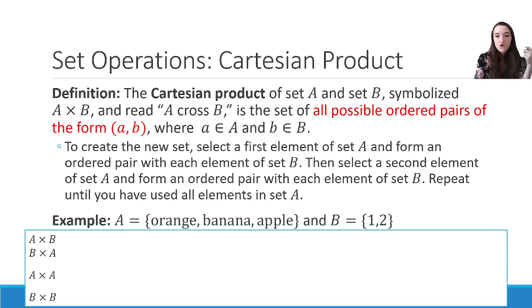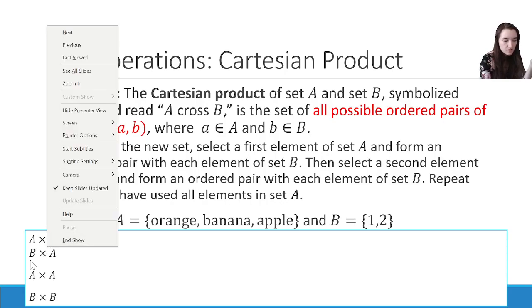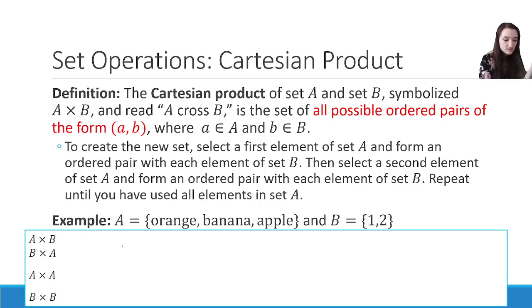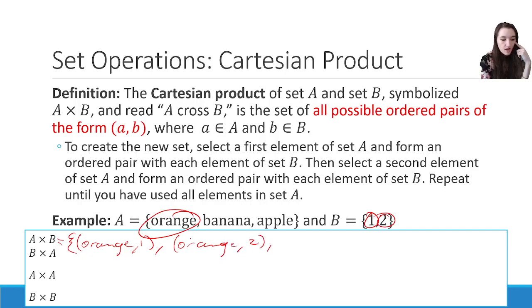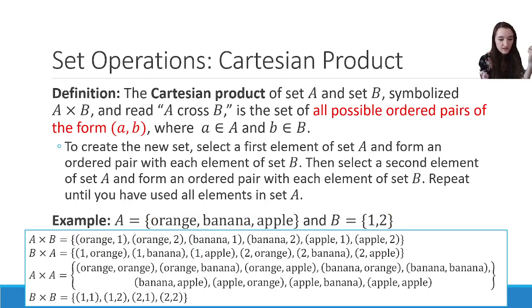So if A is orange, banana, apple, and B is 1, 2, I start by, for A cross B, I take an element of A and an element of B, put them together as an ordered pair. So it'll be orange, comma 1. And so that's the first element of my set. Then I'll take orange, comma 2, because I pair it with the next element. Then I pair, well, there is no next element in B, so I go on to the next element of A. Banana 1, banana 2. Apple 1, apple 2, like so.